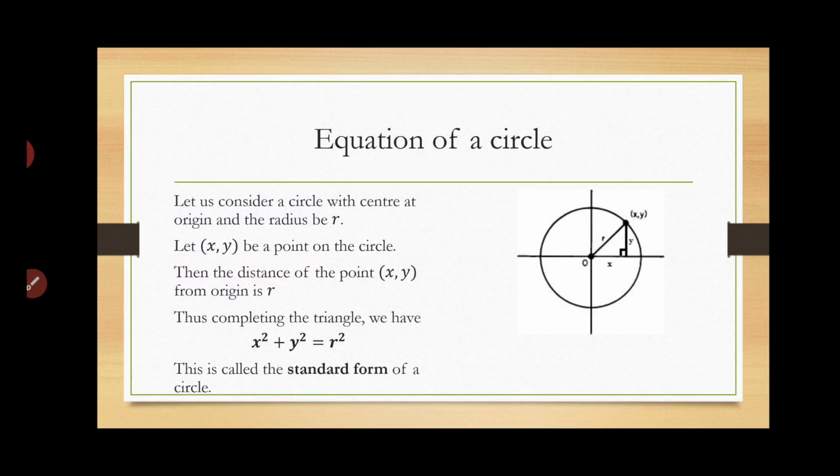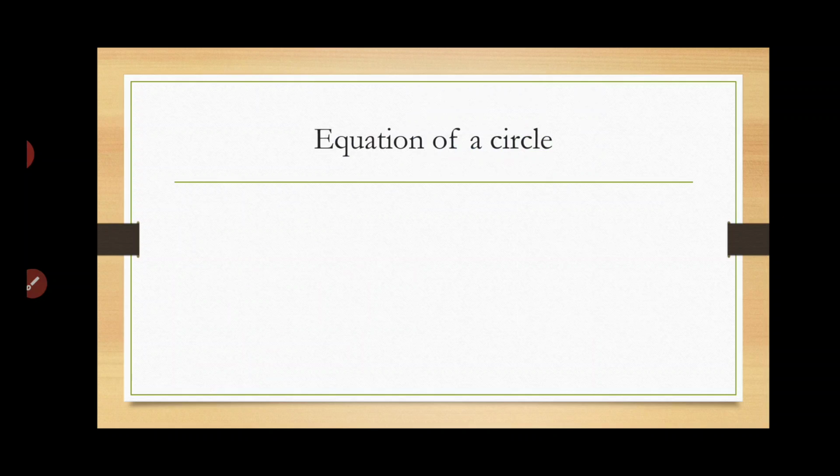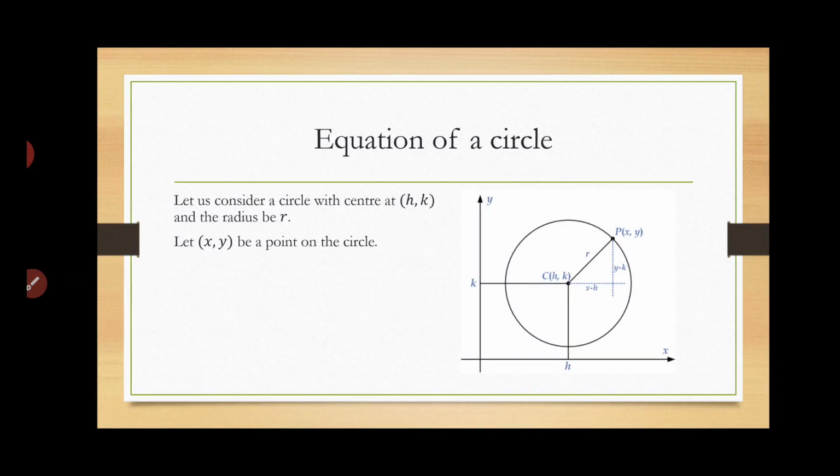Fine. Now let us move to the next form. Instead of the center being at origin, if the center is at some arbitrary point h comma k, and the radius is given to be r. So we are given these two pieces of information, that is the coordinate of the center and the radius of the circle. What happens in this case? Same thing. Let us take a point x comma y on the circle. So the distance from h comma k to x comma y, that is the center to that point, will be r, right?